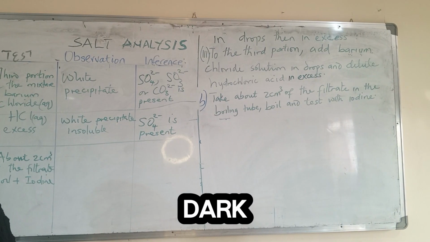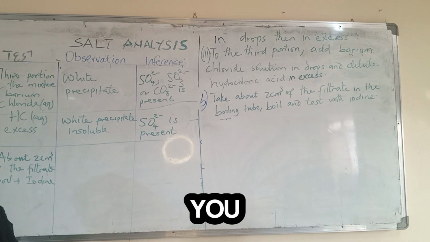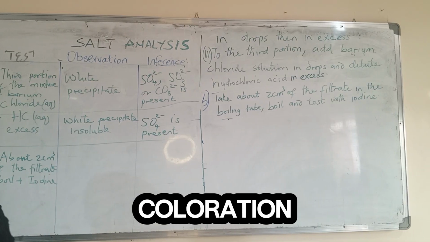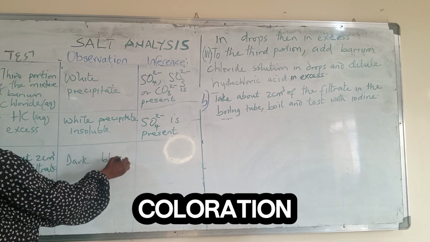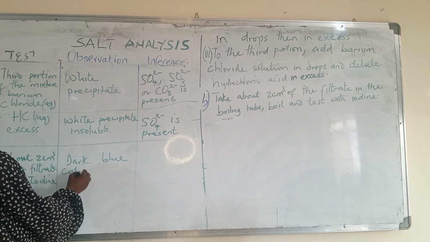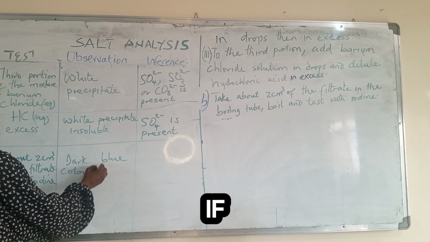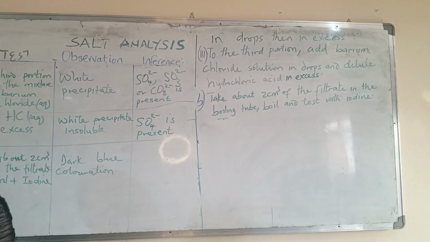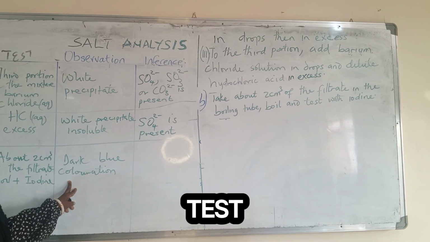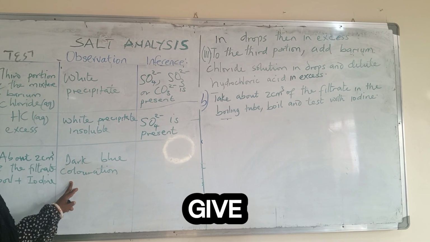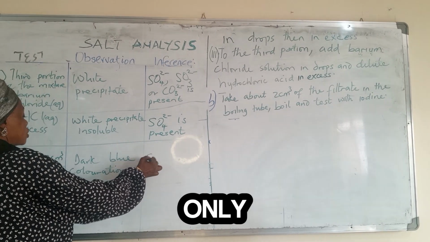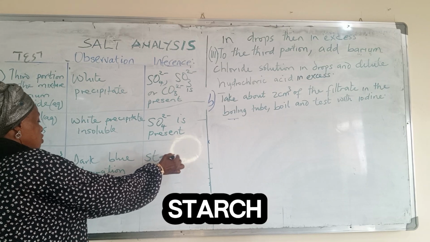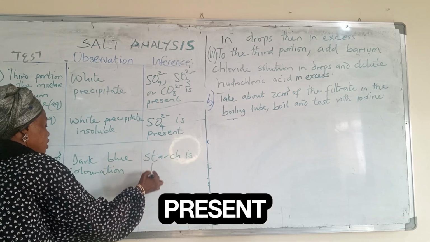You have a dark blue coloration. If you have a dark blue coloration, what do you think we tested? A test that will give us that blue coloration, you should know, is starch. It's only starch that gives us this. So starch is present.